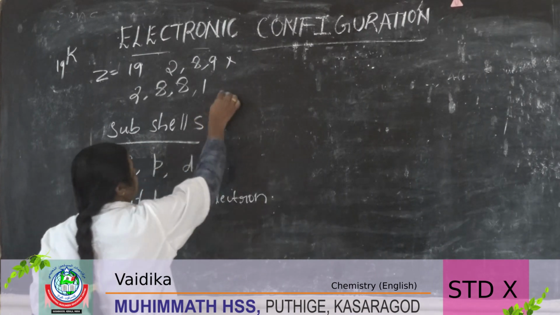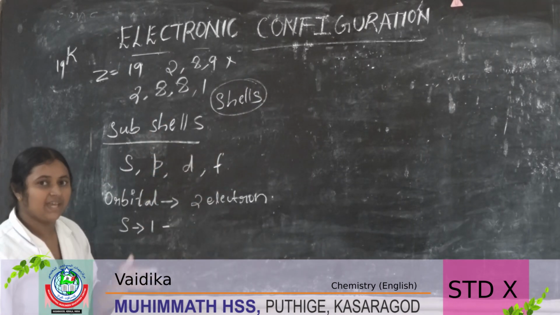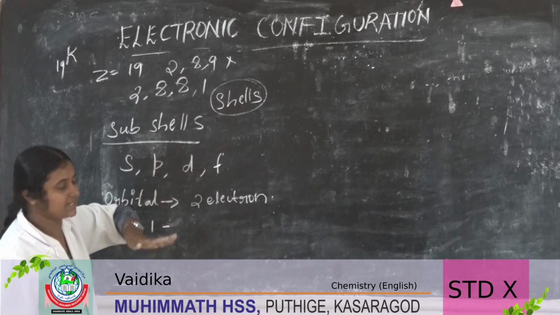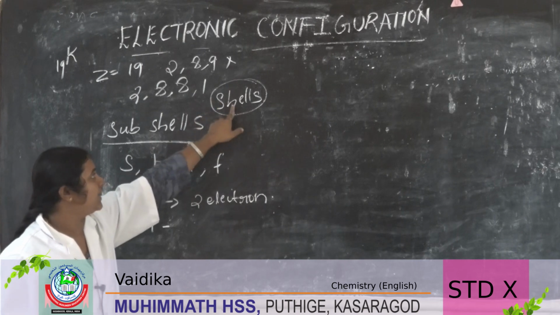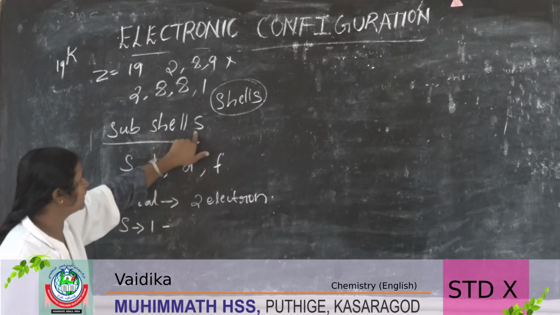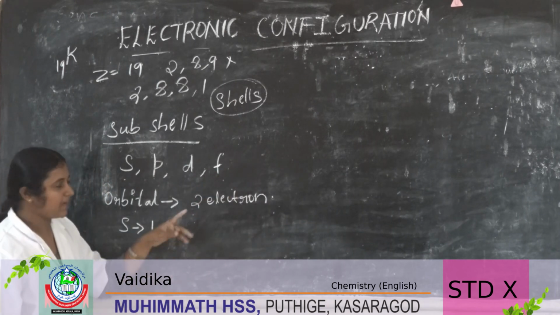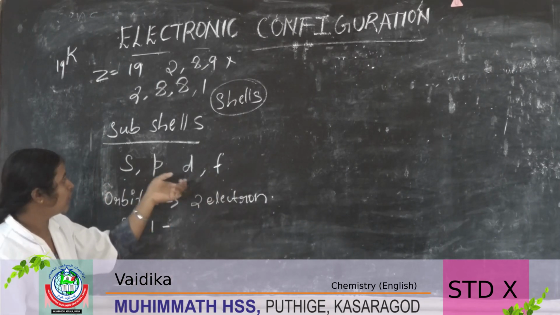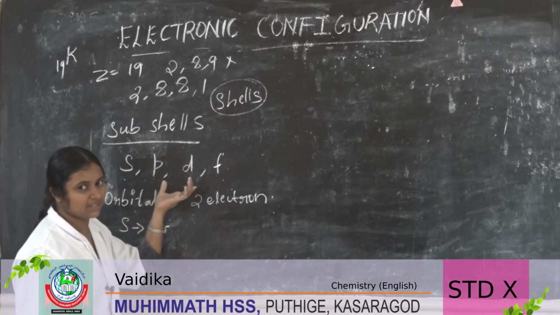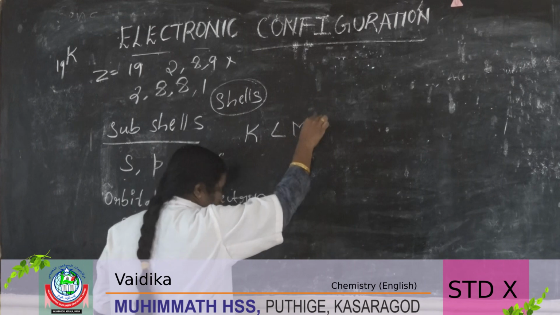What is the postulate of that? The shells again contain subshells, or the main energy levels are divided into sub energy levels. They are called subshells. Main shells are again divided, which gives the subshells. Which are they? They are S, P, D, F. The subshells are represented in small letters, but the main shells are represented in capital letters, right?